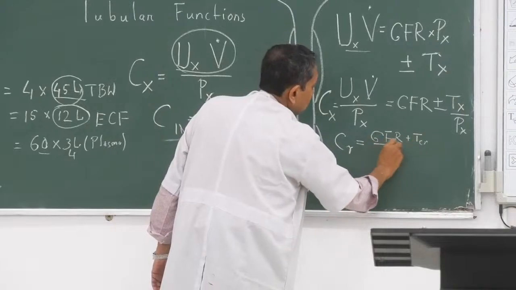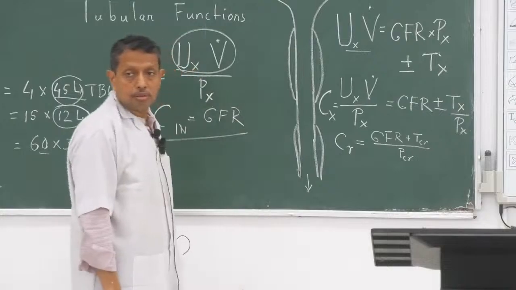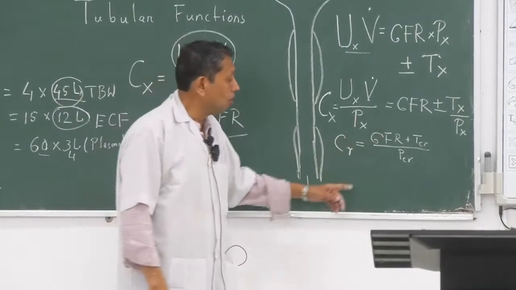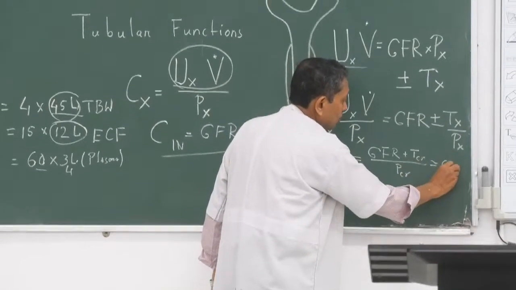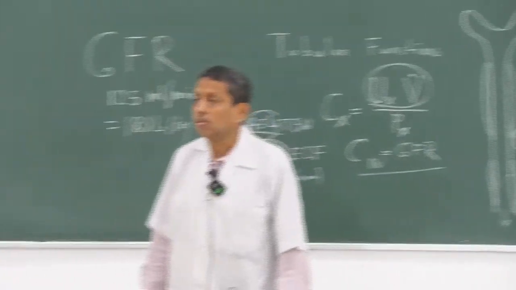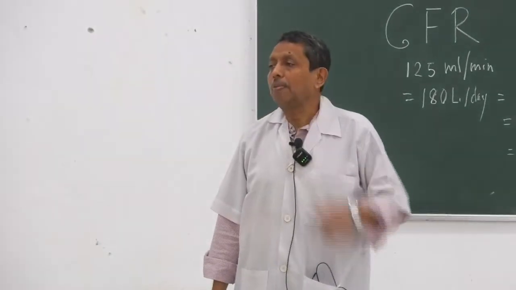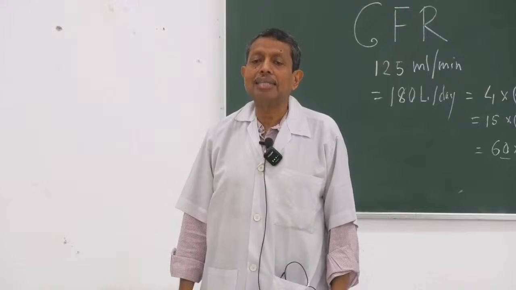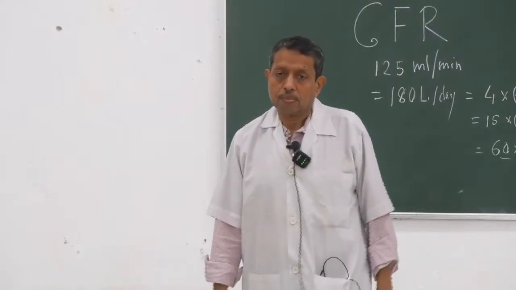TCR divided by PCR, it is to some extent overestimated. So this ratio is almost equal to that of the clearance of inulin. Though it is not accurate in that sense, it is sufficiently accurate for clinical purposes. And if necessity arises, then creatinine clearance is done.